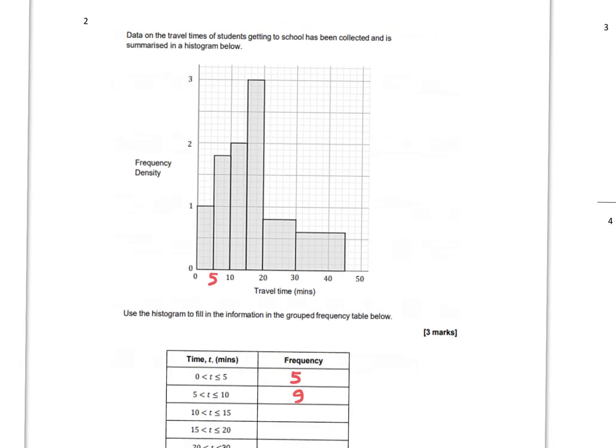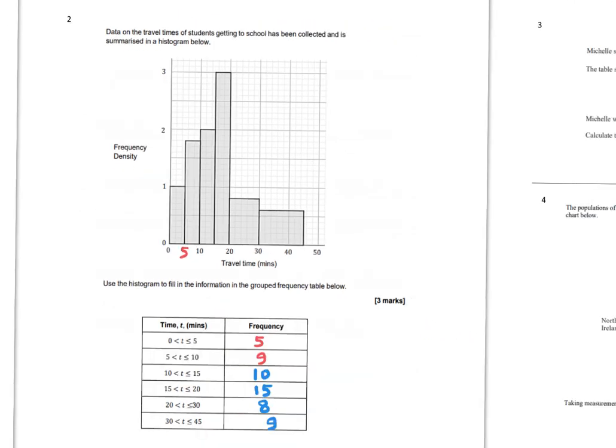Same for the second. From 5 to 10, so the base is 5. What about the height? This is 1, 1.5, 6, 7, 8, so 1.8. So we need to multiply 5 times 1.8, which is 9. And so on. You can complete by your own. You will get these answers: 10, 15, 8, 9.